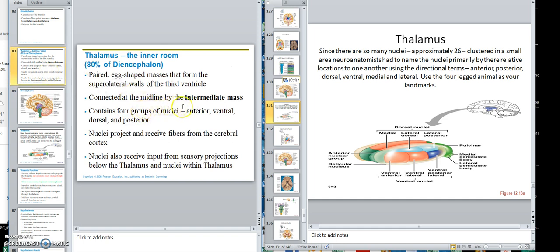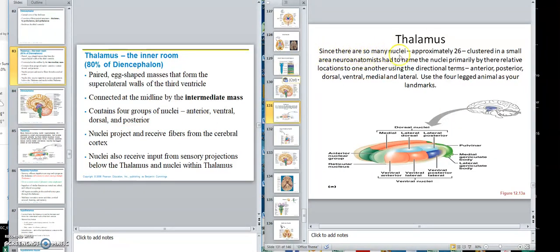It contains four groups of nuclei: anterior, ventral, dorsal, and posterior. So it has a bunch of nuclei, clusters of neuron cell bodies. They are arranged in the front group, the posterior group, the back group, and all that. And the nuclei receive fibers from the cerebral cortex. So really the thalamus is an integration center.